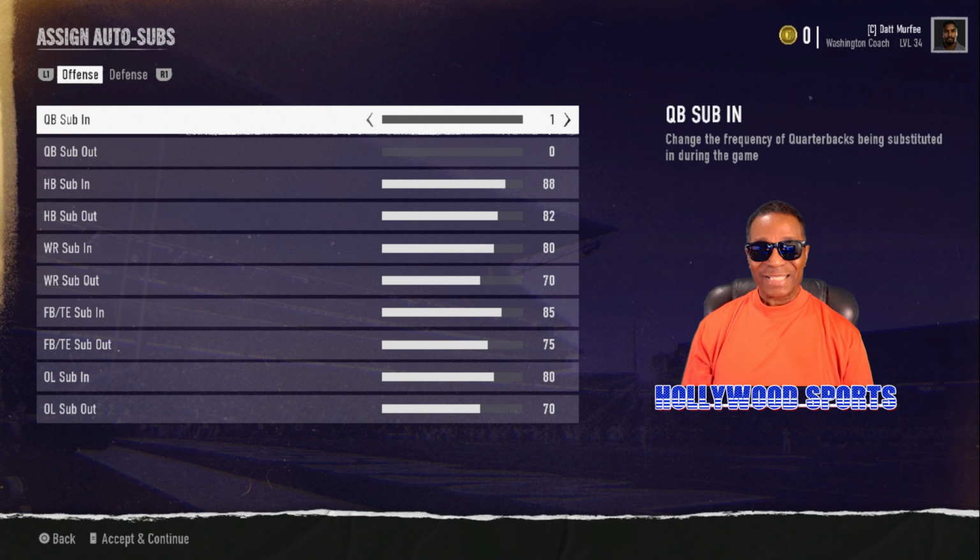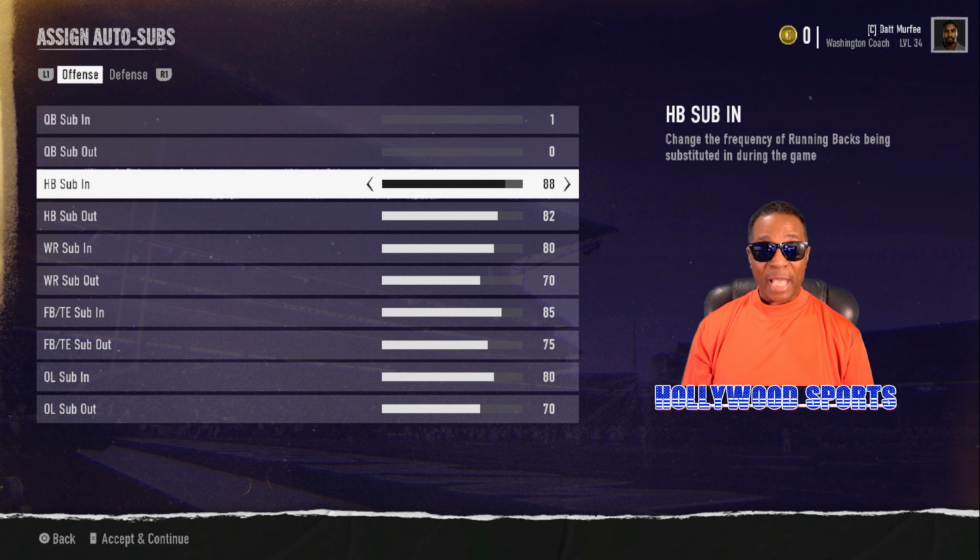Okay, quarterback sub in and sub out. You don't want your quarterback subbing in and out all the time, unless you have two dynamic quarterbacks. Maybe you want to use one quarterback for running and one for passing. You can rotate them out, and then you can raise these. You can sub in with a higher number, like 50-50 or something like that. However you want to put those numbers. But normally you would keep your starting quarterback in the game.